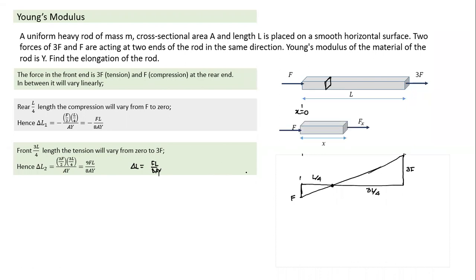What is the other way you could have done it, rather than using this shortcut method? I could have also solved it using laws of motion. How do we solve using laws of motion? Let me find what the force would be as a function of x. From the rear end, I have taken a piece of rod of length x. Can I calculate the force or tension acting at this cross section, which is at a distance x from here?